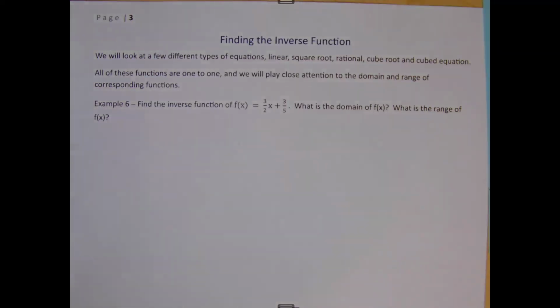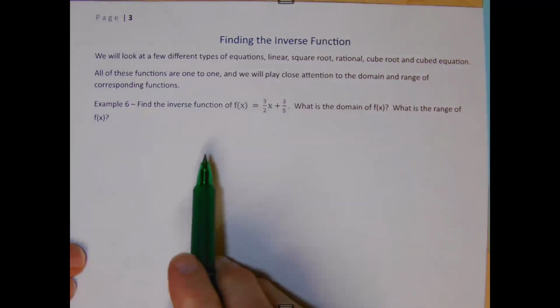Now we're going to look at finding the inverse function. We're going to look at different types of equations like linear, square root, fraction, cube root, cube equation. Now all these functions are one-to-one, and we pay close attention to the domain and range of the corresponding functions we're about to play with.